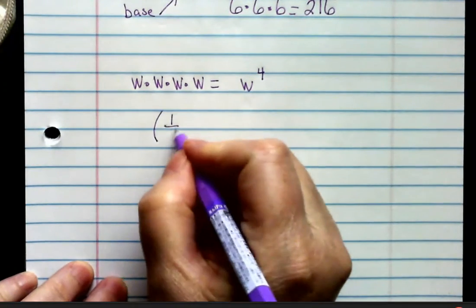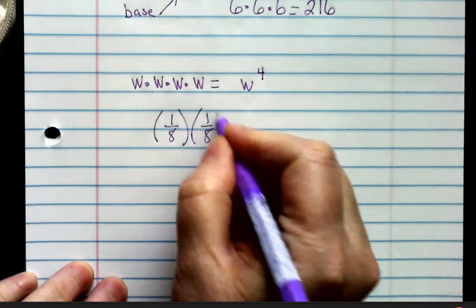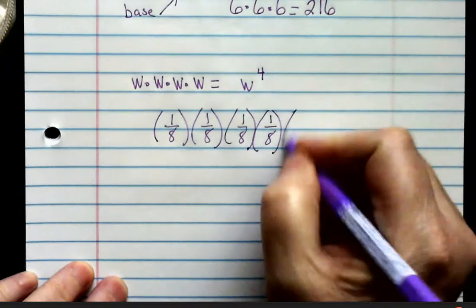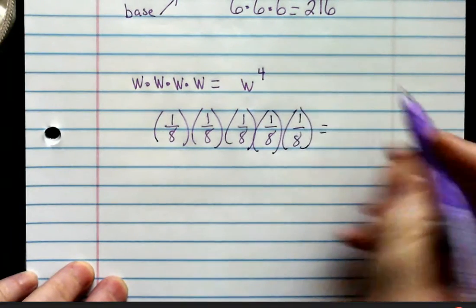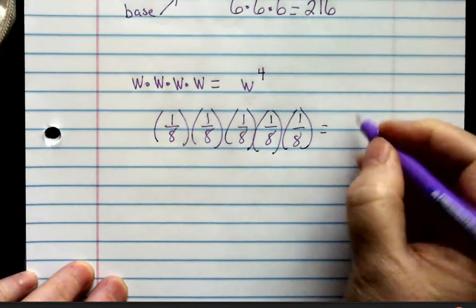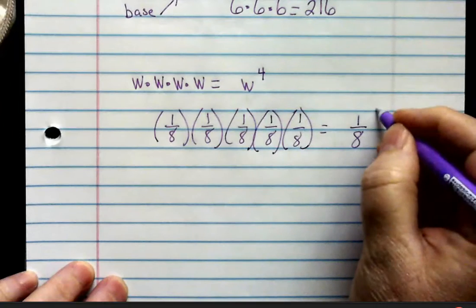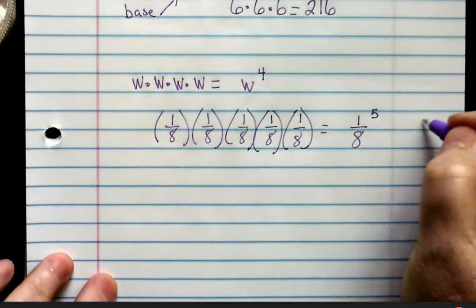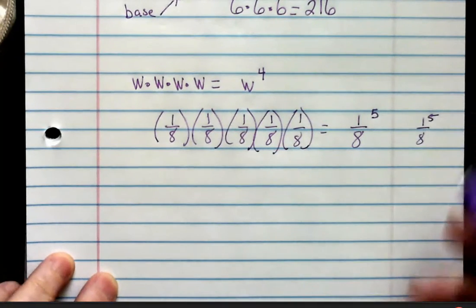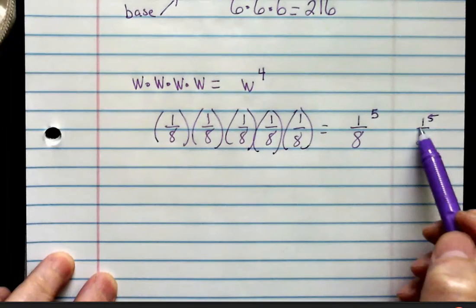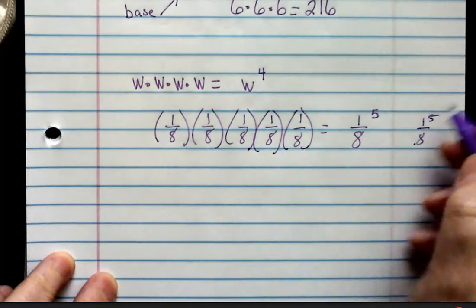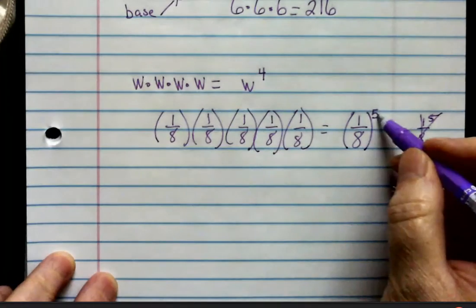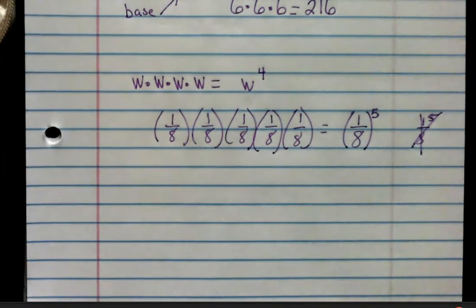If you have 1/8 times 1/8 times 1/8 times 1/8 and one more, so we have 1, 2, 3, 4, 5 sets. Now, if you wrote it like that, that would be wrong. Even if you wrote it like this, because that's like saying 1 to the 5th power divided by 8, when in actuality, it's 1/8 to the 5th power. So you always want to make sure you have the parentheses around it.